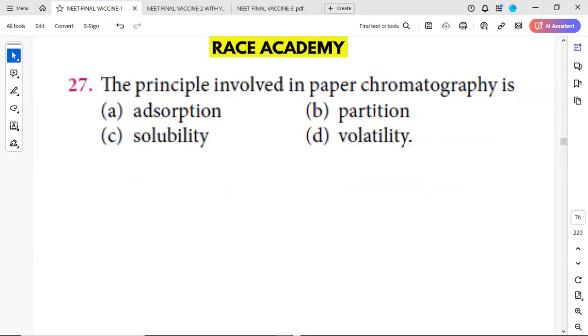Next, 27th question. The principle involved in paper chromatography: paper chromatography is actually a partition chromatography. So partition is the principle involved in that one.